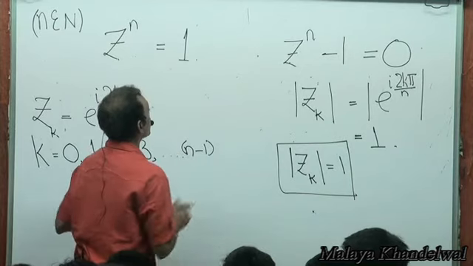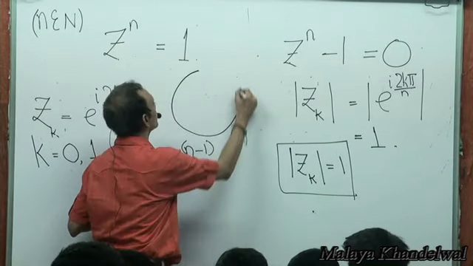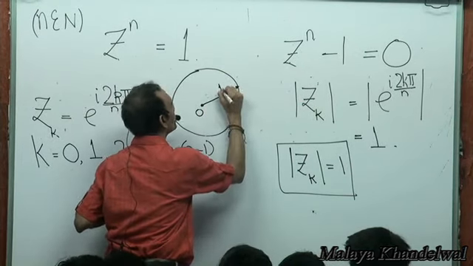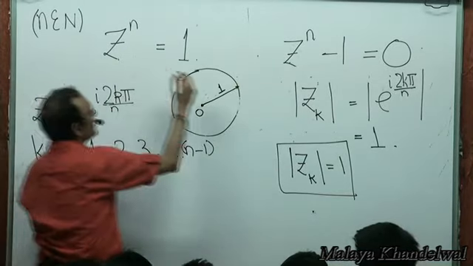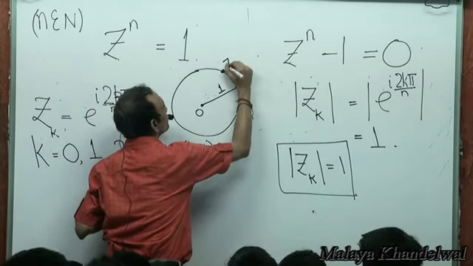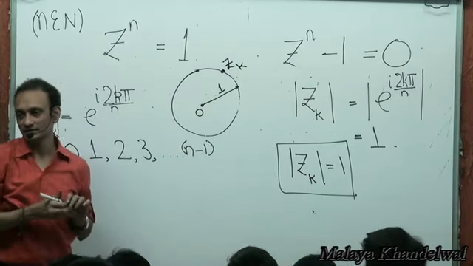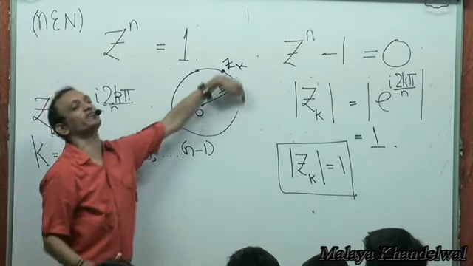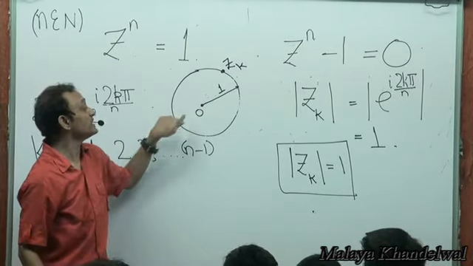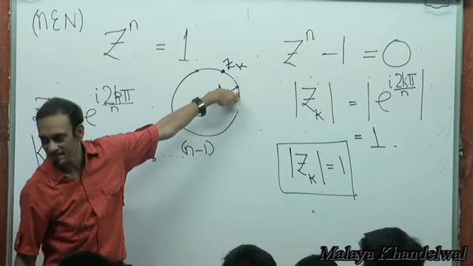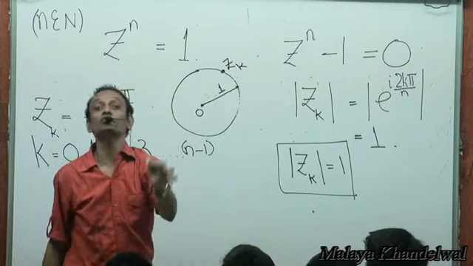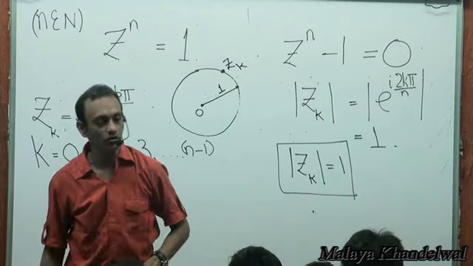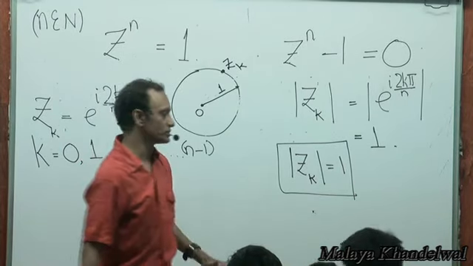Yes or no? That means if I have a circle centered at the origin and of radius 1, then for any k, these various zk's would get positioned on this circle. For different values of k, these zk's will have different positions, but they would all lie on the circle whose center is 0, the origin, and whose radius is 1. Right? So all the n roots of unity lie on a unit circle centered at the origin.